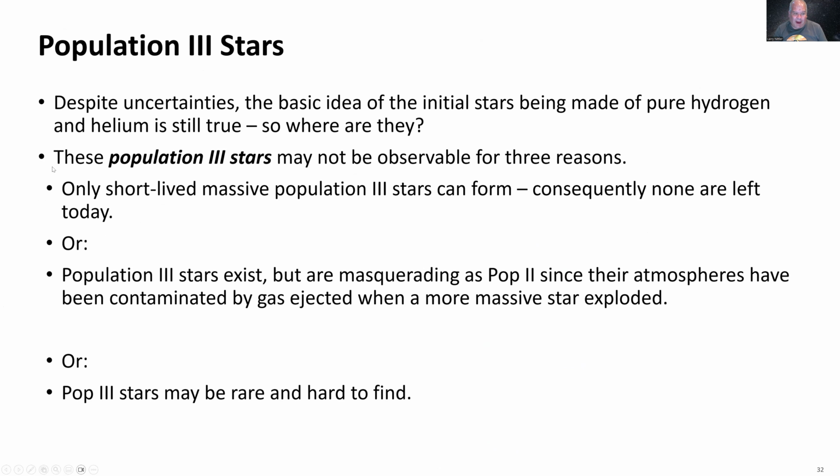So there's three reasons we might not be seeing these population 3 stars. It could be that the very, very first generation of stars only made massive stars, that there was something different about the star formation at the very, very beginning of the universe. It only made massive stars that evolved very quickly and exploded as supernovae. It didn't make small stars that we would see today. That's possible.